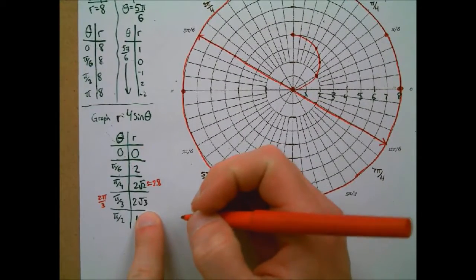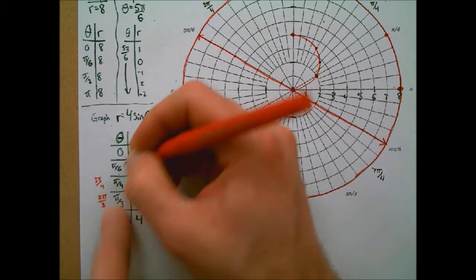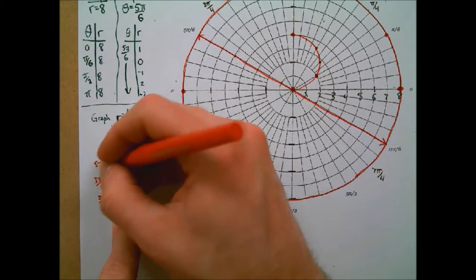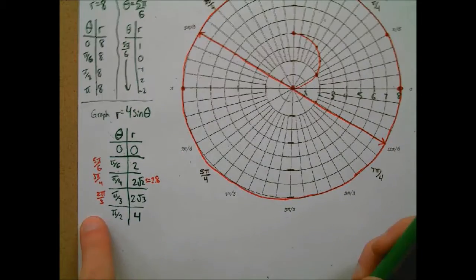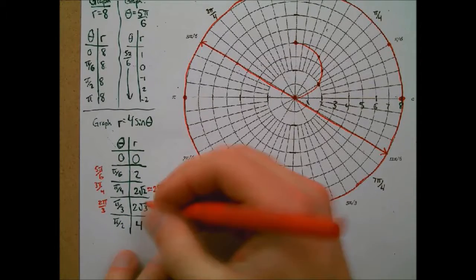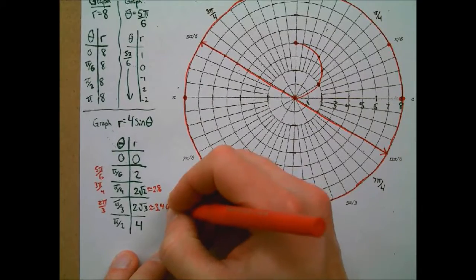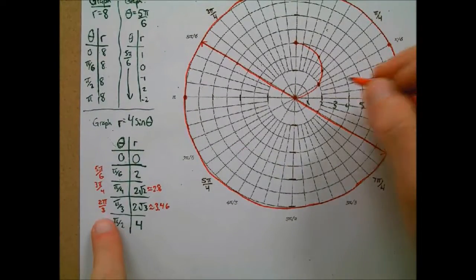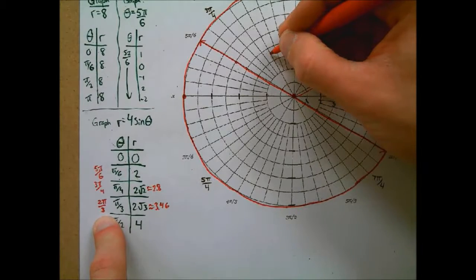At pi over 4, we'll have the same value at 3 pi over 4, and at pi over 6, we'll have the same at 5 pi over 6. So we don't need to recalculate here. They're going to end up being the same values. So 2 pi over 3 will be back at that 2 root 3, which is about 3.5. Well, let's say 3.46. So 2 pi over 3, again, count out 1, 2, 3 rings, and almost halfway, but not quite. So something like that.